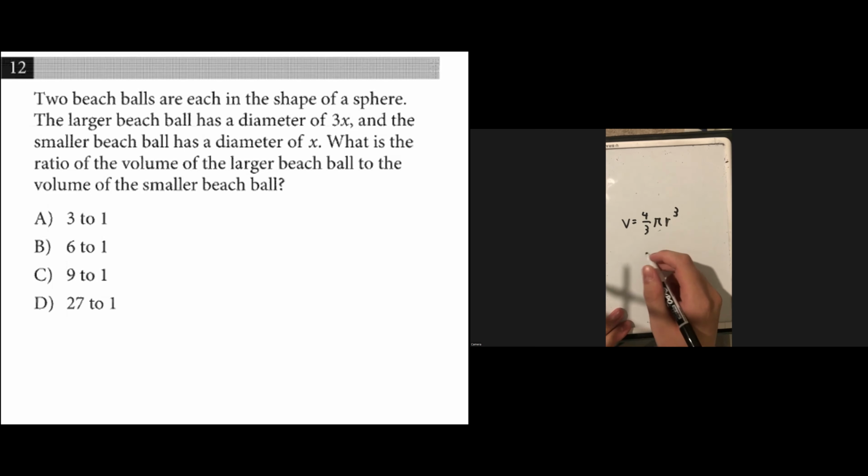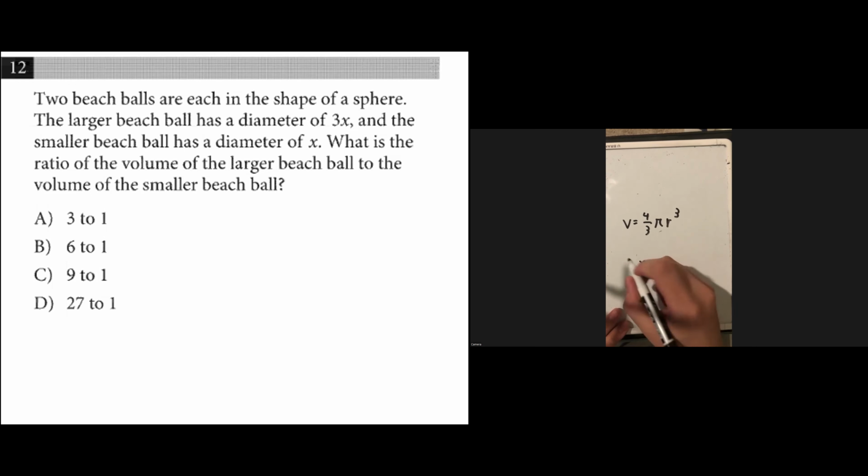To get the radius, we just divide the diameter by 2. So we'd have 3/2 x, and for the other one, we would have x/2. Since these are not going to be easy to square, the best way is to multiply both of these by 2, since we're only looking for a ratio. What we do to one, we can also do to the other. If we multiply by 2, we just get the diameter again.